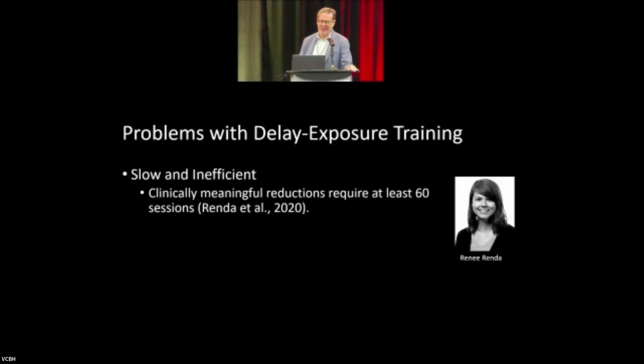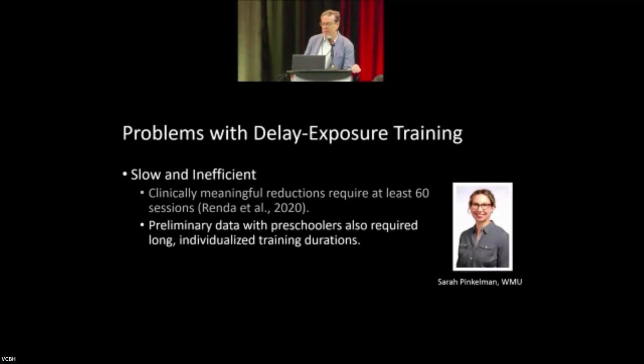But there were problems. One of the problems with delay exposure training was it just took too long. In the vast majority of our studies, we were doing 120 sessions of training, and every one of those sessions was 80 training trials. One of my graduate students, Renee Renda, did her dissertation to find out what's the minimum amount of training that would be necessary to produce clinically meaningful reductions in impulsive choice. And she found it was 60 sessions of 80 trials each day. And so it's just not practical.